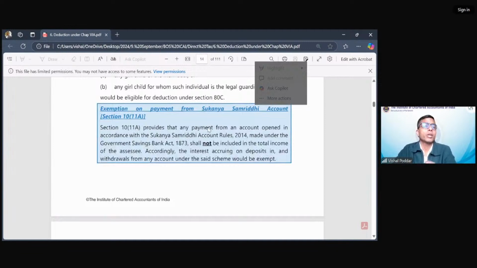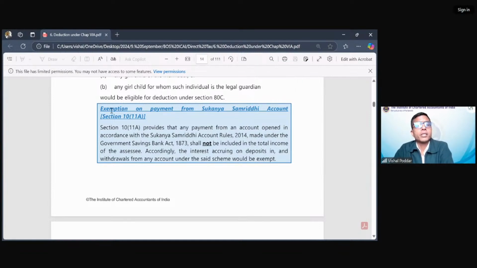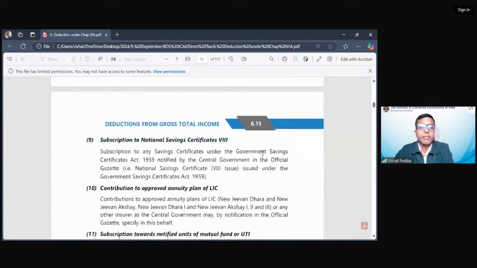Further, as you can read over here, whenever I will get this amount back on maturity, it should become taxable, but it will not be taxable. Why? Because whatever I receive on maturity is again going to be exempt under section 10, clause 11A. So whatever I'm depositing now is eligible for deduction in 80C. Whatever I'll be withdrawing will be exempt under 10 bracket 11A.